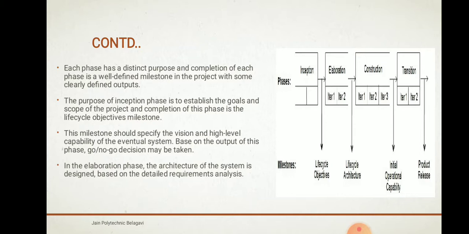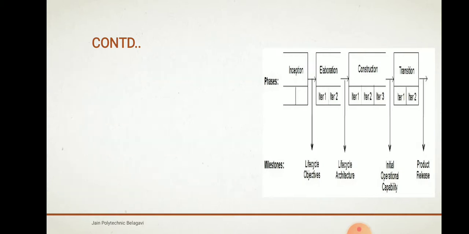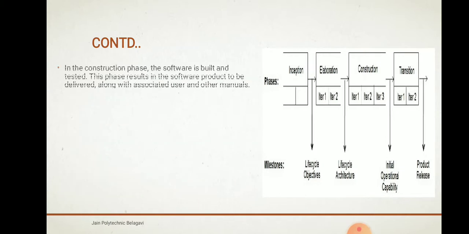Now in the elaboration phase, the architecture of the system will be designed. Once life cycle objectives are done, the architecture of the system will be designed based on detailed requirement analysis. After the completion of the phase is the life cycle architecture milestone. Now in the construction phase, after the architecture is designed, the software will be built and tested. This phase results in a software product to be delivered along with associated user and other manuals. Now it results in initial operational capability.